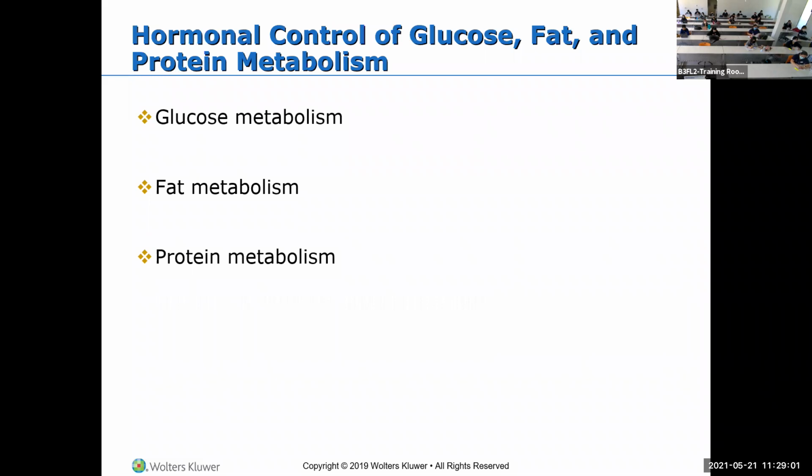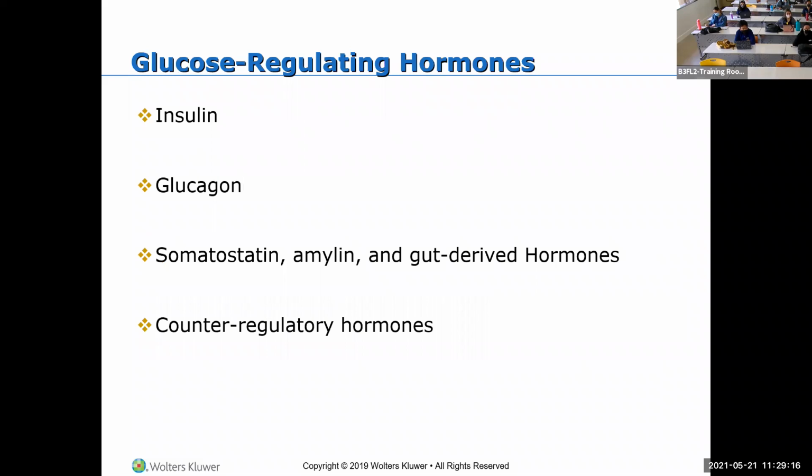Look at the same thing as glucocorticoid. Metabolism: hormone control of glucose, fat, and protein metabolism. Insulin, a glucose-regulating hormone, and glucagon.